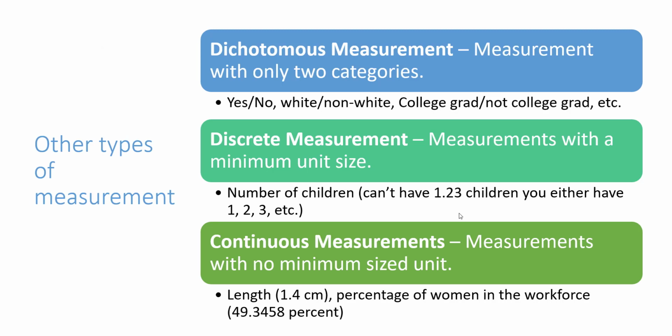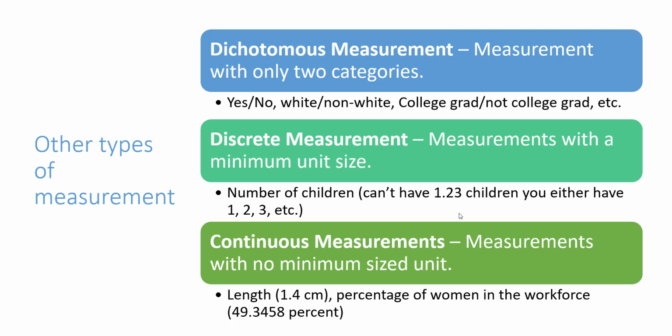Here are some other ways we can categorize measurement. We can have what are called dichotomous measurement, which is measurement that only has two categories. So when we have a variable that is simple yes or no. Did you pee in the pool? Yes or no, right? That's a silly example, but that's the sort of idea. There's only two answers you can give. A lot of times in sociology, we use different dichotomous variables about white versus non-white individuals, college graduates versus not college graduates, etc.